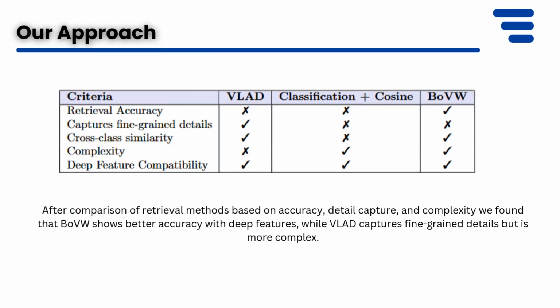Coming to our part, why we chose bag of visual words over VLAD. Here we compare VLAD classification with cosine similarity that we have seen in previous slides and bag of visual words. Based on several criteria, VLAD is very good at capturing fine-grained details by aggregating local descriptor residuals, which helps in scenarios with subtle visual difference and cross-class similarity. However, its performance comes at the cost of increased complexity, relatively lower retrieval accuracy and more inference time.